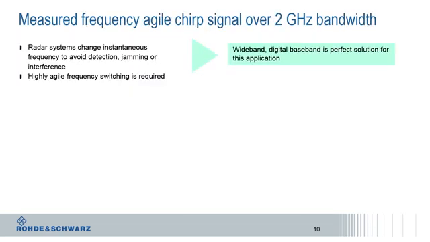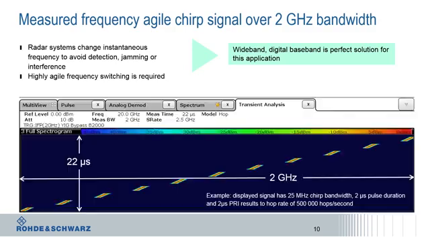Up to now, we have only talked about single pulses at a single frequency. But radar systems change instantaneous frequency to avoid detection, jamming or interference. So therefore highly agile frequency switching is required. Also for this, the wideband digital baseband is a perfect solution. Here's an example of how this can look.